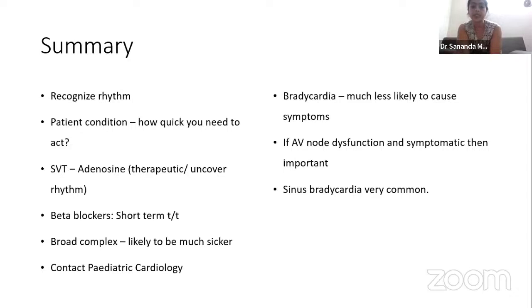When there are bradycardias, these are much less likely to cause symptoms. When there is AV node dysfunction and it is symptomatic, then it's important. Sinus bradycardias are also very common. And in neurological pathology, we have to keep in mind the possibility of raised intracranial pressure. So that's all. Thank you, everyone.